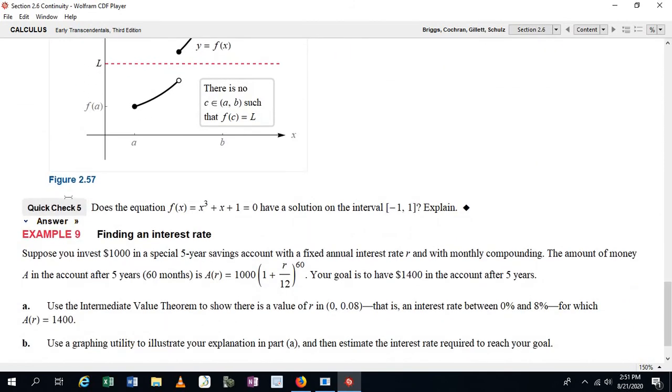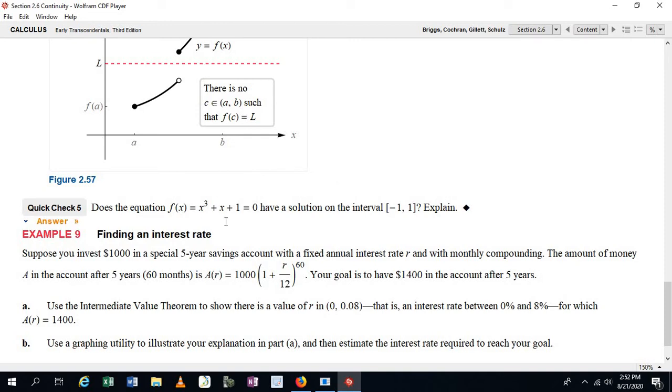I'm going to look at this quick check 5 example. So suppose we have this function equal to x cubed plus x plus 1, and we set it equal to 0. And we want to know whether there's a solution to this equation. Is there an x value that you can plug into here and get 0 out, on the closed interval from -1 to 1? So is there some x value in this closed interval that we can plug into this function and end up getting it equal to 0?